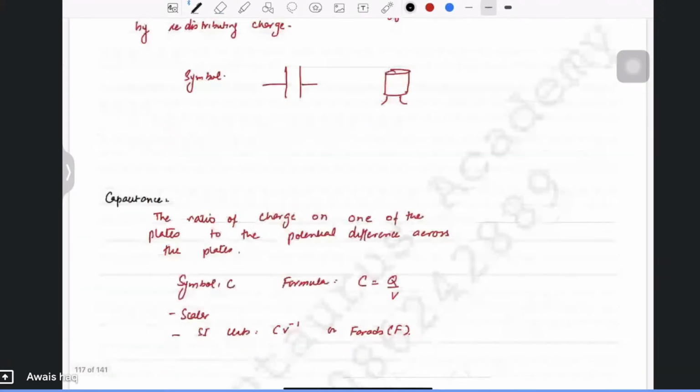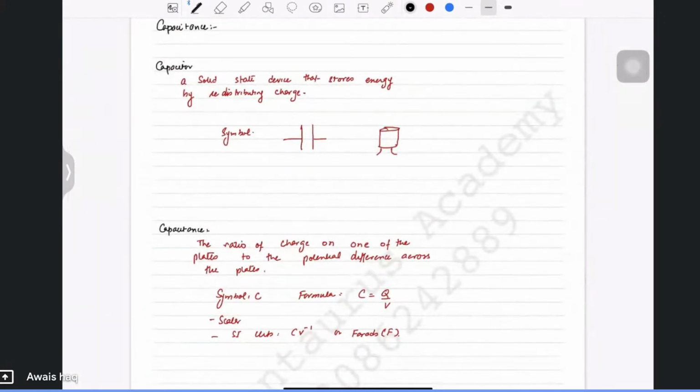So could you show me the previous page again? Yes, please. Yeah, that thing.